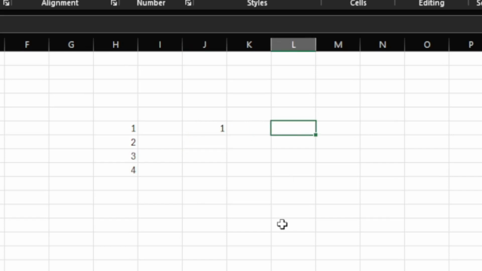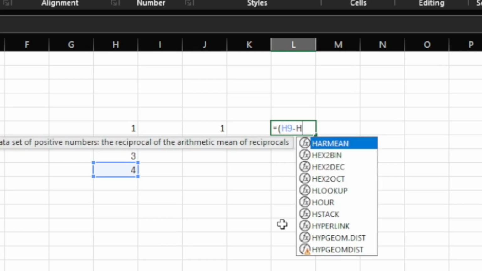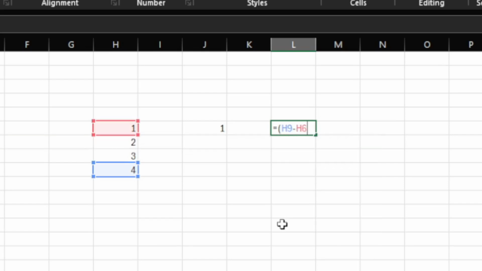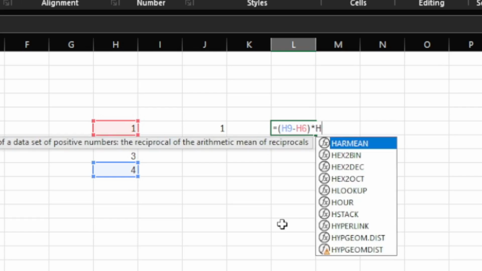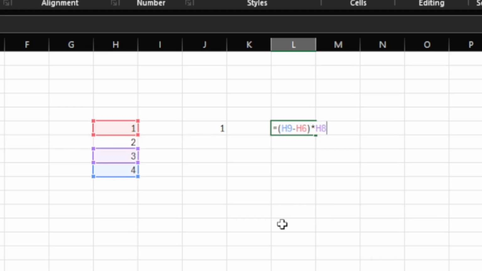Then I do another calculation on the same values of the cells, but this time I add parentheses. I put again H9 minus H6, and then I close the parenthesis and I multiply this with H8, and again I hit enter. So this time I get 9 from the same values of the cells.